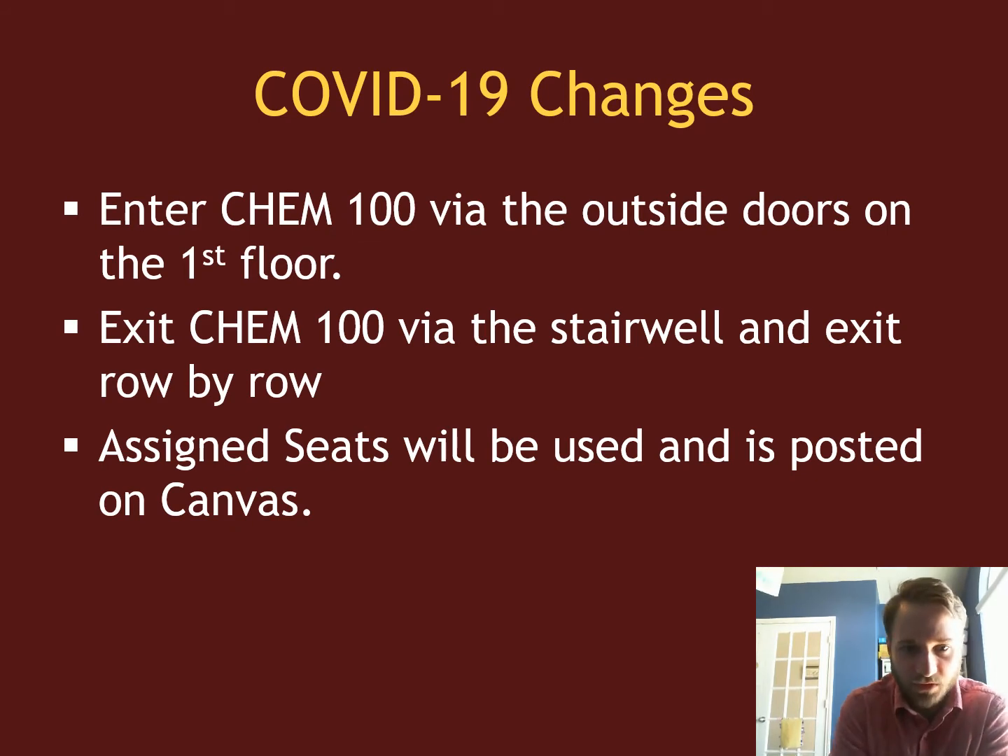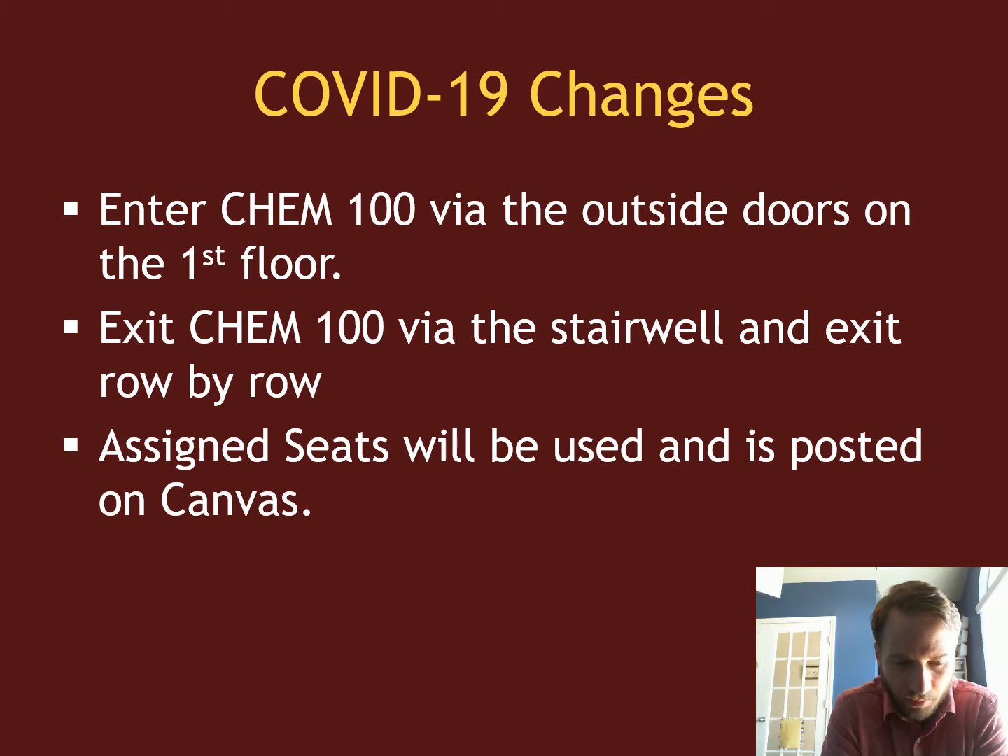Okay, some changes. We're in Chemistry 100 for this class. To enter the classroom, you need to enter via the outside doors on the first floor. If you're inside the room, standing at the chalkboard facing the chairs, the left side of the room is where you enter. Or if you're sitting in the chairs facing the chalkboard, it's on your right. The entrance doors should hopefully be marked as such. The exit doors will be the other side of the room, where you exit by the stairwell and the elevator.